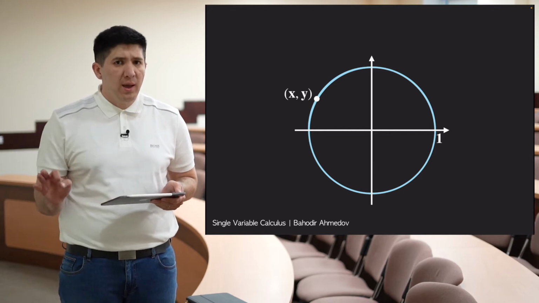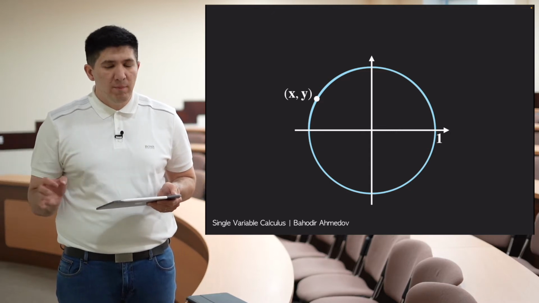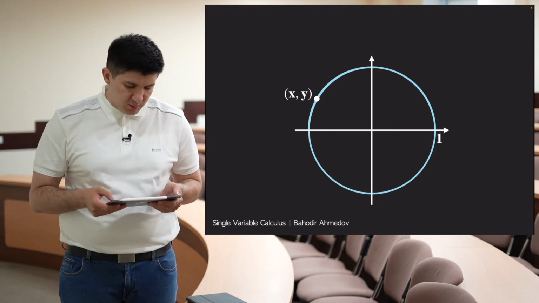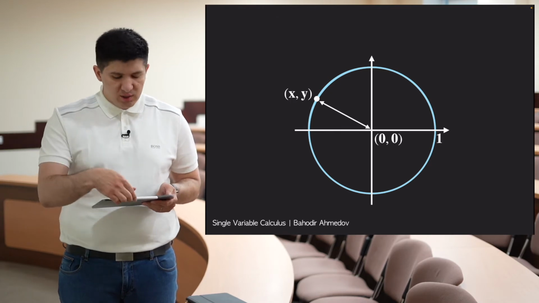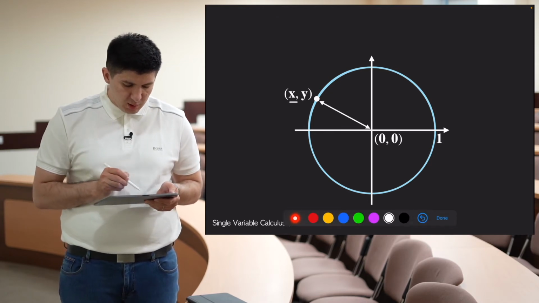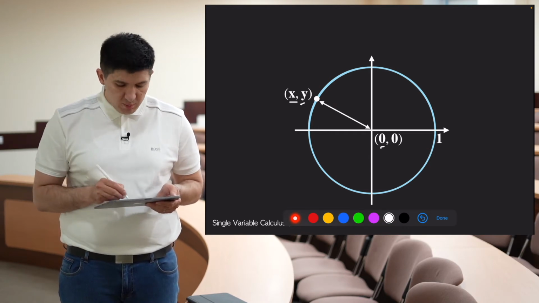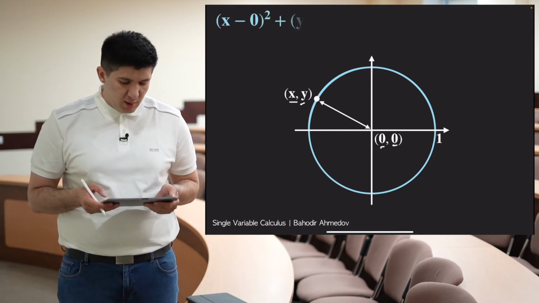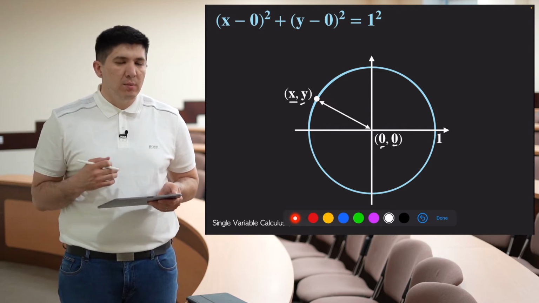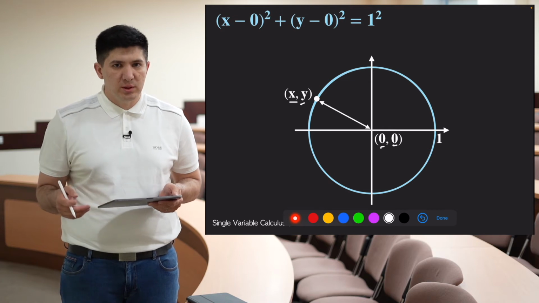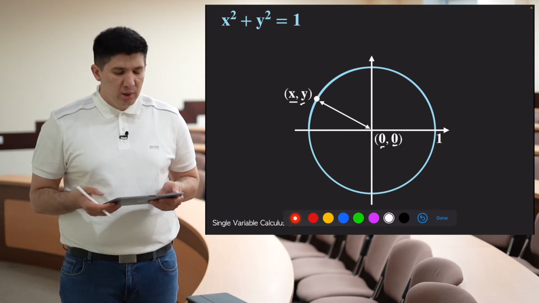So I'm going to choose any point on the circle with arbitrary coordinates, x and y. I know that by definition, the distance between this point and the origin should be equal to the radius. And if you remember, in order to find the distance between two points, I need to subtract the corresponding coordinates: x minus 0 squared, plus y minus 0 squared, and this should be equal to the radius squared. If you have a unit circle with radius 1, then you are going to obtain this formula for the distance, and that's nothing else but the equation of the circle: x squared plus y squared is equal to 1.